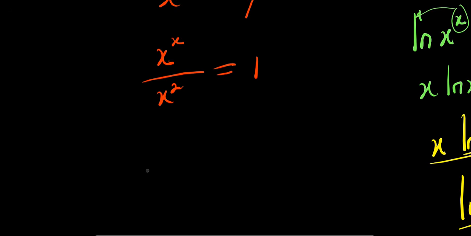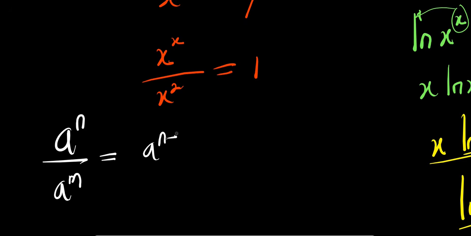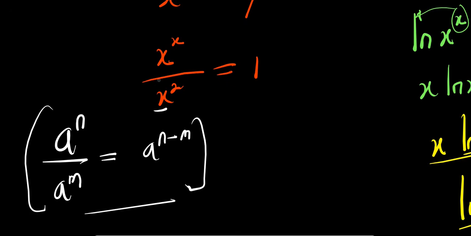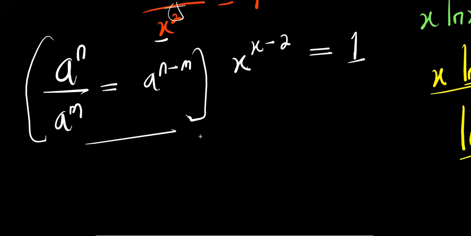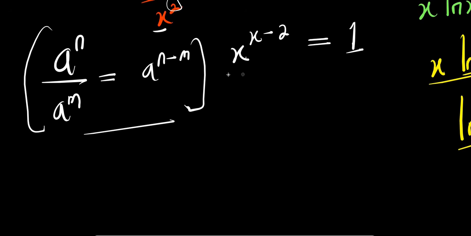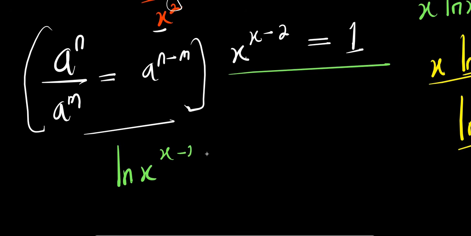Now let's consider this identity. You have a power m divided by a power n, this equals a power m minus n. So we can apply this right here because the bases are the same and the exponents are different, and there's a division sign here. So we'll have x power x minus 2 equals 1. Now at this point, I can apply natural log again: natural log of x power x minus 2 equals natural log 1.